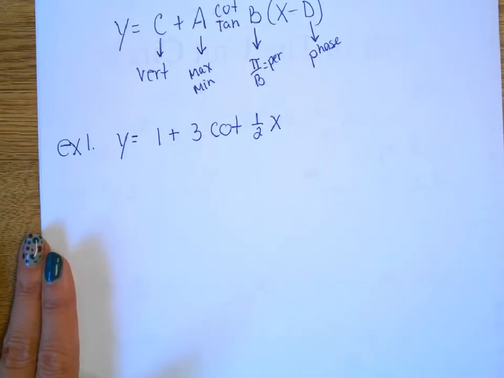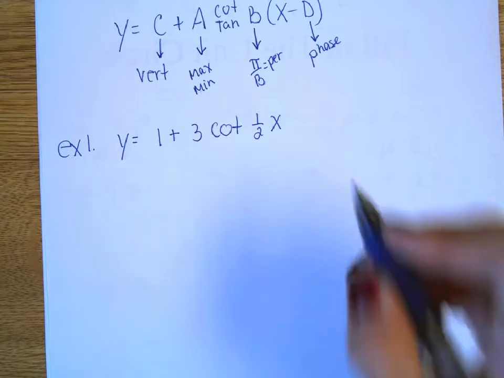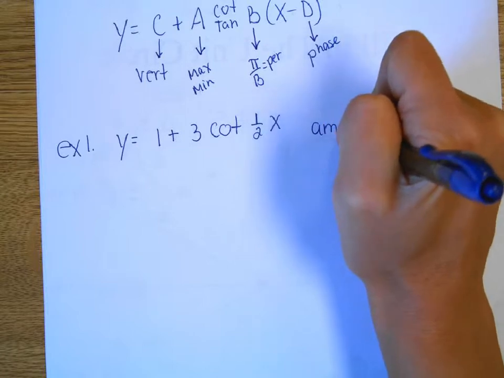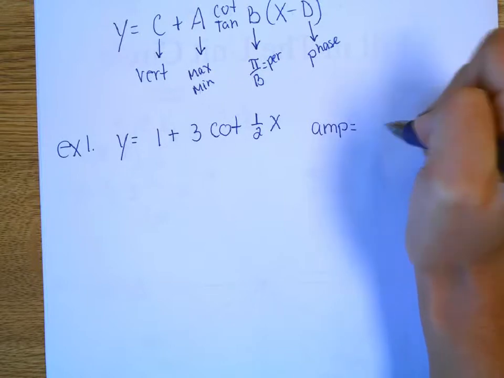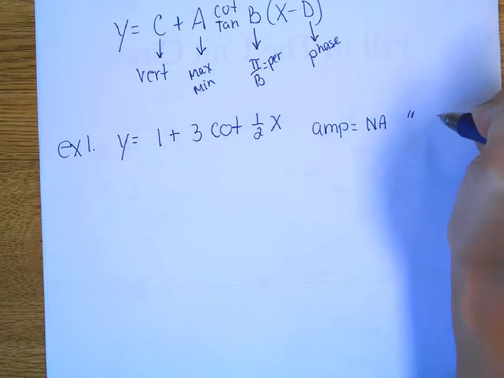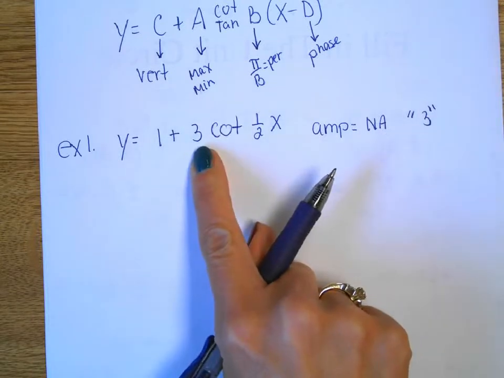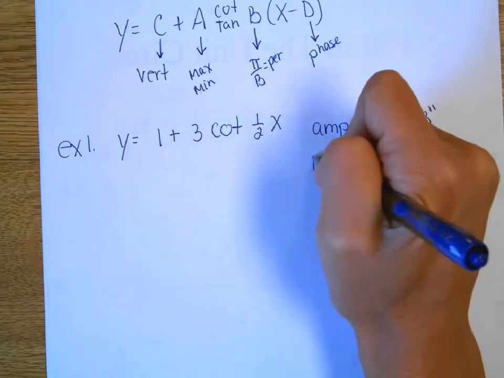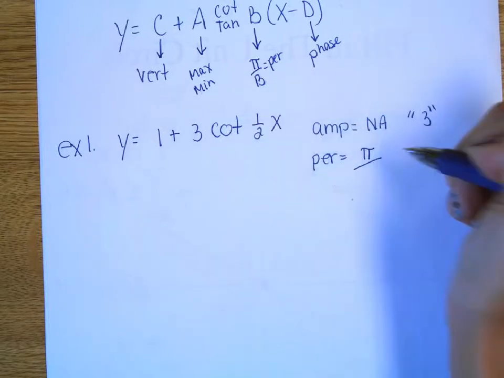Okay, 1 plus 3 cotangent 1/2 x. Okay, no phase shift, so we don't have to do any simplifying. Amplitude. To get full points on the test, what are you going to tell me here? NA. But what are you going to remember for the table purposes? Max and min. Which is what number? 3. The 3 is telling us how far above and below. Period. Because it's cotangent, it is pi divided by the B.